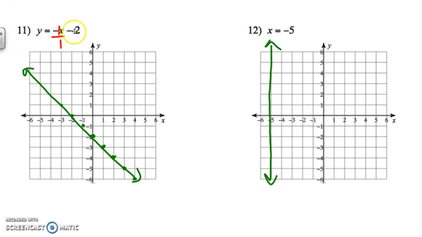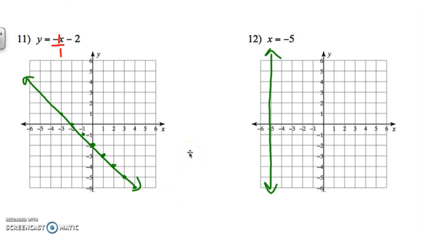Over here on 11, I started at a negative 2. And then remember, if there is no number, I can always put an imaginary 1 there and then put it over 1, which would mean I would go down 1 over 1, down 1 over 1. And so I get a line that is going down, which makes sense because the slope is negative.